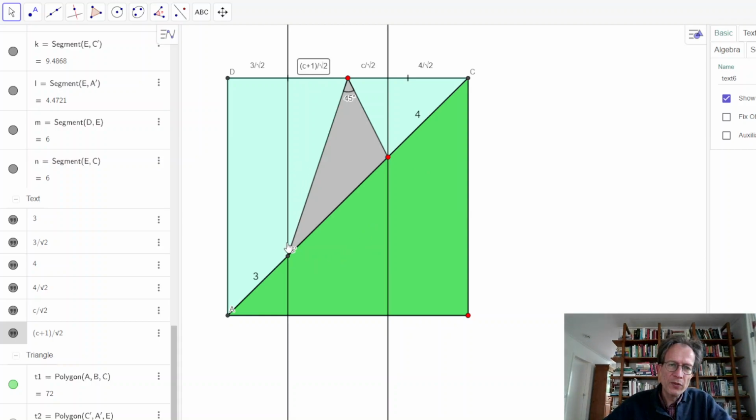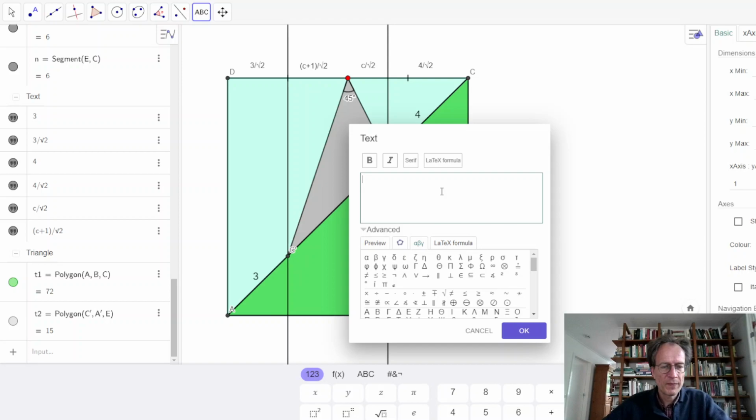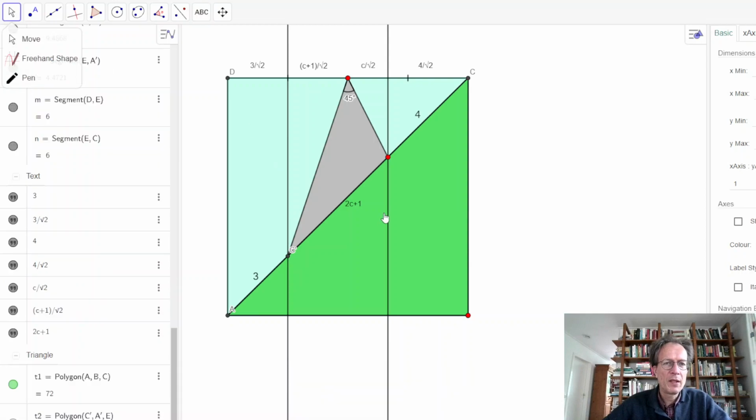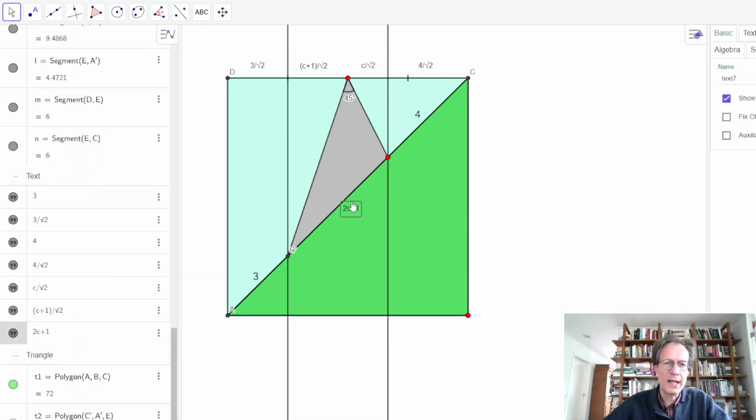And again, using the fact that this is a square, this must be 1 over square root of 2 times the diagonal, so we know that the diagonal must be 2c plus 1. Each time we translate a diagonal length to a side length by dividing or multiplying by square root of 2.